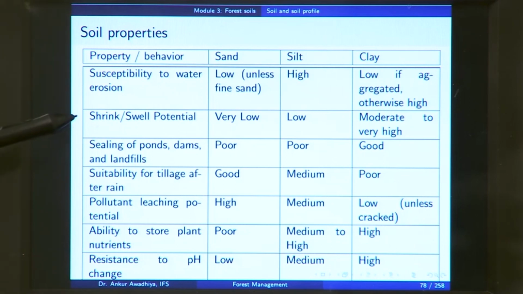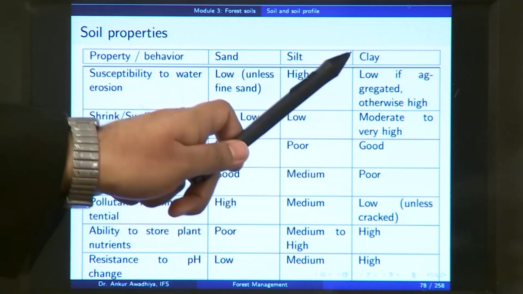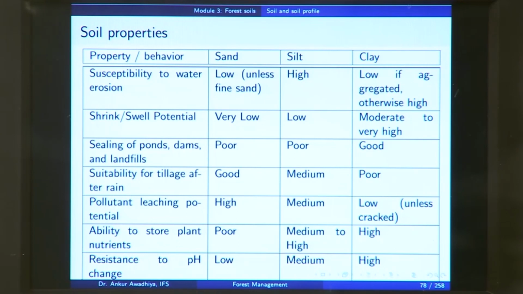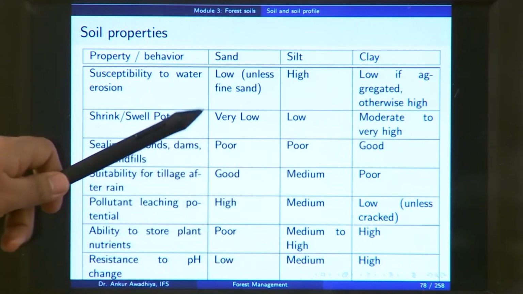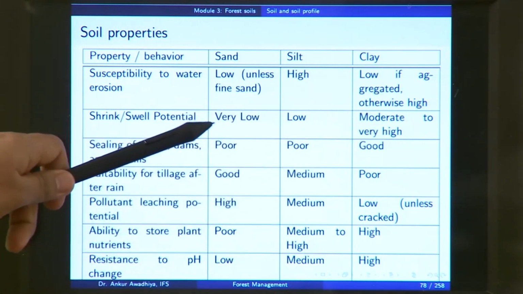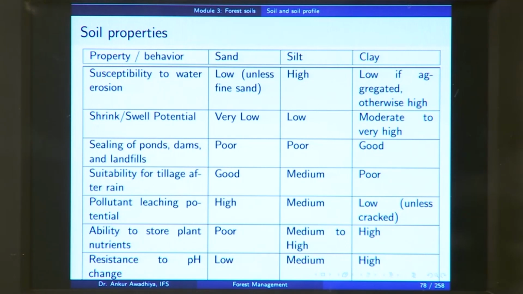Now, shrink and swell potential is moderate to very high in the case of clay. In most cases we find that clay soils show huge cracks in the summer season, because they shrink when the water is less, and with the first rains they swell and these cracks get filled up. So there is a moderate to very high shrink and swell potential for clay soils, low for silt, and very low for sand. We do not find much shrink or swell potential in sand.